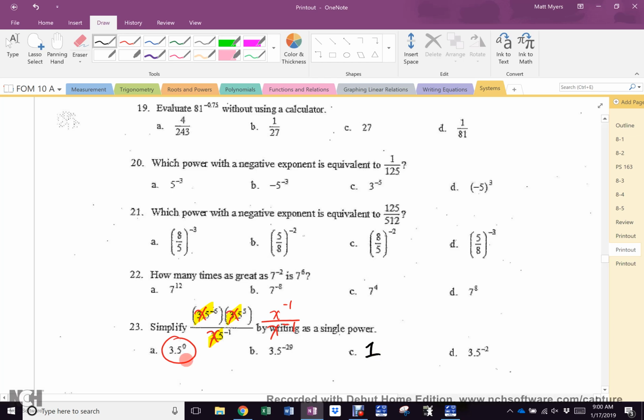Now, which one would you circle here? 1 is the better answer. Okay? Why is 1 a better answer? Yeah, 1 is a lot simpler than 3.5 to the 0 power. Right? Let's race. You say 1, I'll say 3.5 to the 0 power. Ready, set, go. 3.5 to... Damn it. I lose.